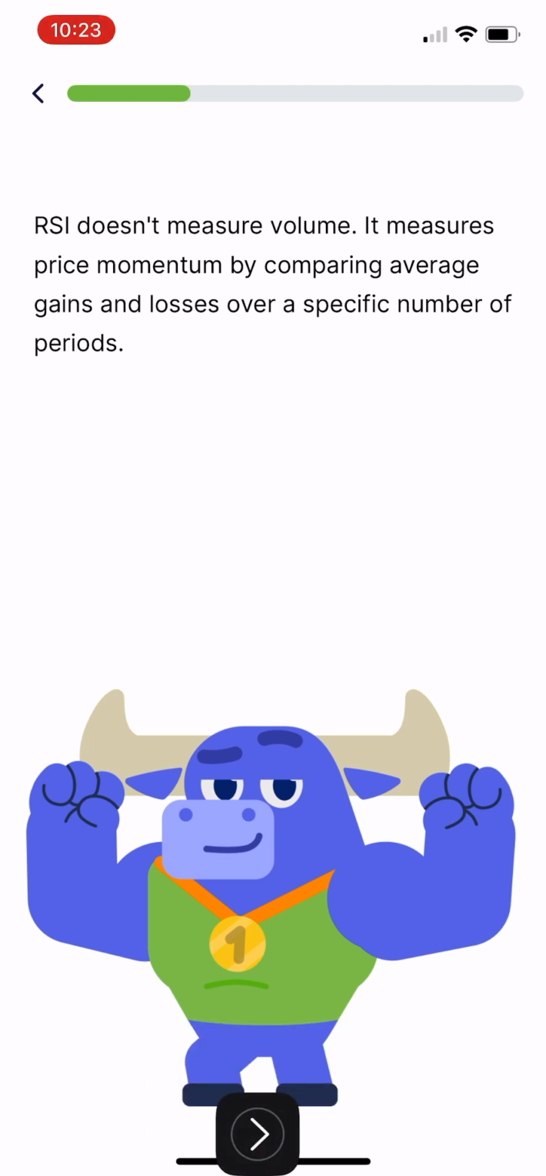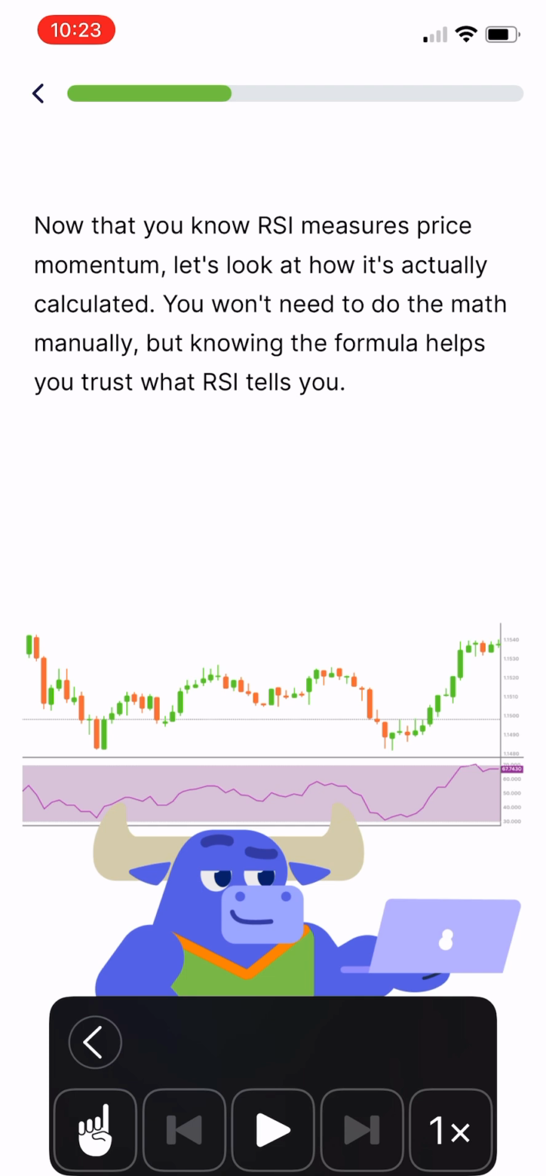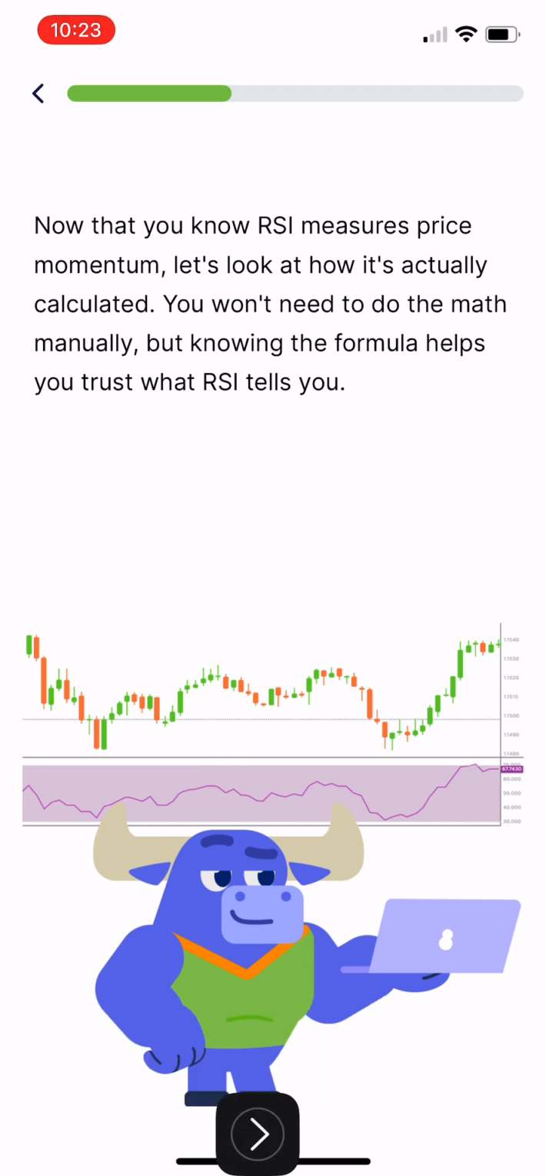RSI doesn't measure volume. It measures price momentum by comparing average gains and losses over a specific number of periods. Now that you know RSI measures price momentum, let's look at how it's actually calculated. You won't need to do the math manually, but knowing the formula helps you trust what RSI tells you.